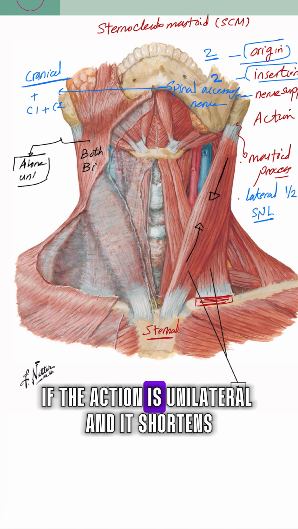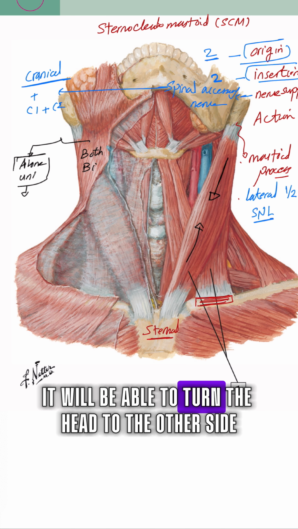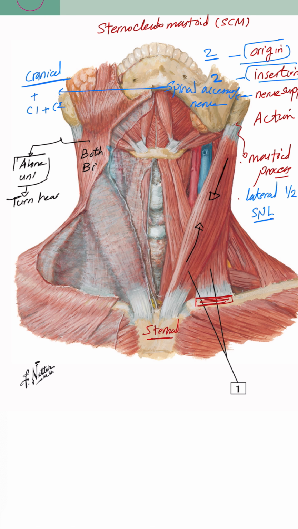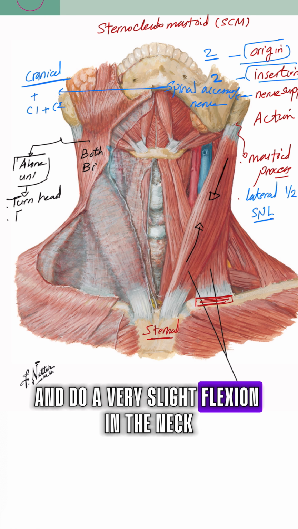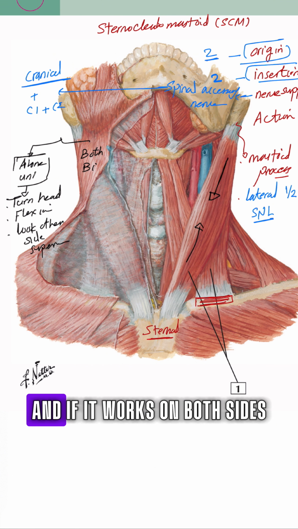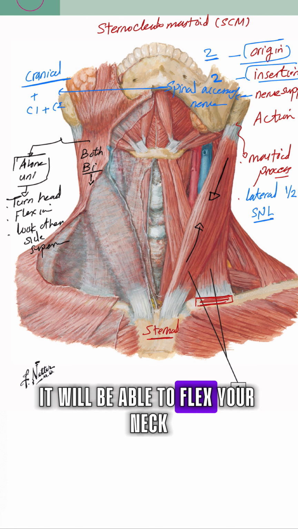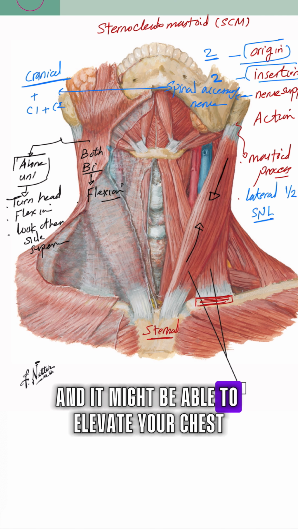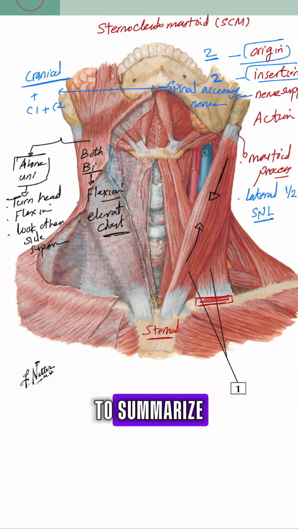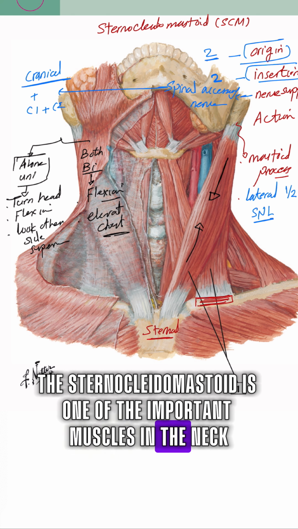If the action is unilateral and it shortens, it will be able to turn the head to the other side and do a very slight flexion in the neck, and can let you look to the other side superiorly. And if it works on both sides, it will be able to flex your neck and it might be able to elevate your chest. To summarize, the sternocleidomastoid is one of the important muscles in the neck.